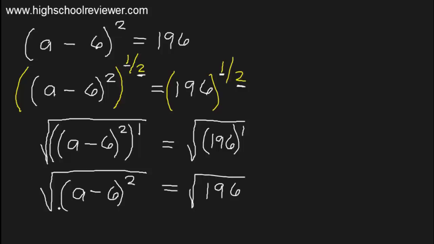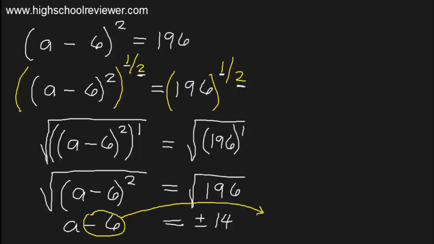But here, let's get the square root first. The square root of the quantity of a minus 6 raised to the power of 2 will be equal to a minus 6. And the square root of 196 will be plus minus 14. So if we are going to get the value of a, we need to transpose negative 6 to the other side. So we will have here two values for a.